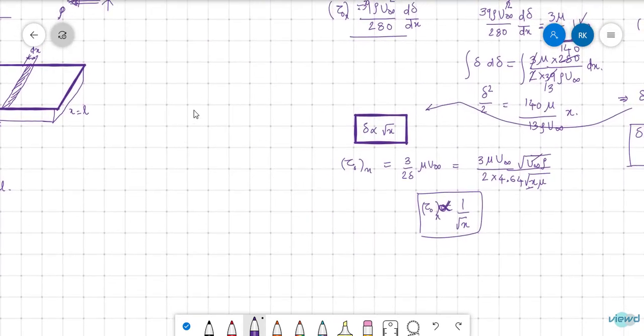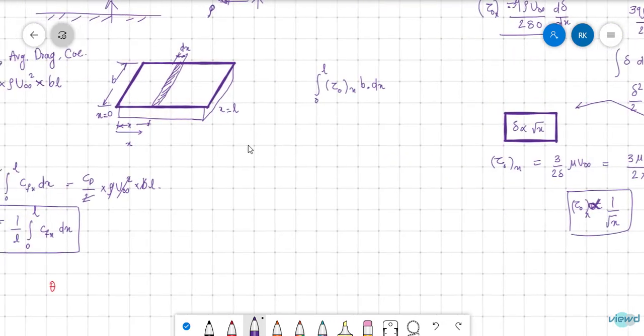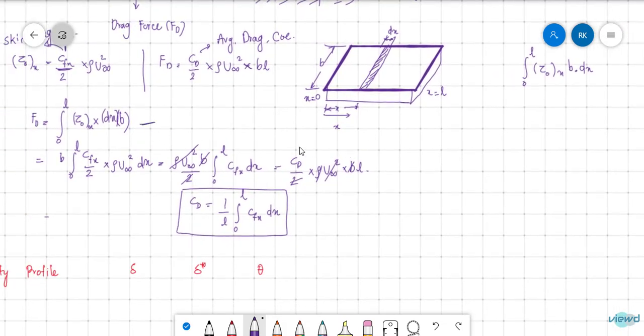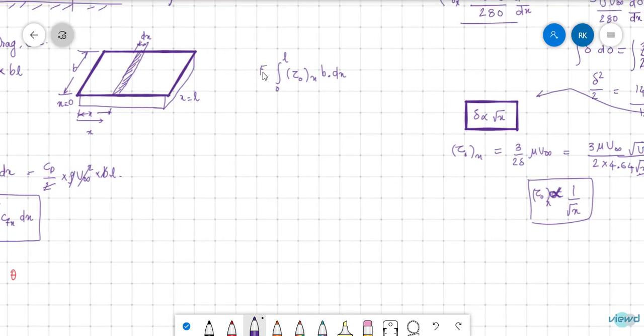Now another one, integral 0 to L tau naught x into b into dx. So this is the shear stress, sorry, drag force. Where is it? This one. This is the drag force. Now if you substitute the values, Fd, if you substitute this tau x value, will be 0.646 mu into u infinity into Reynolds number at L into B.